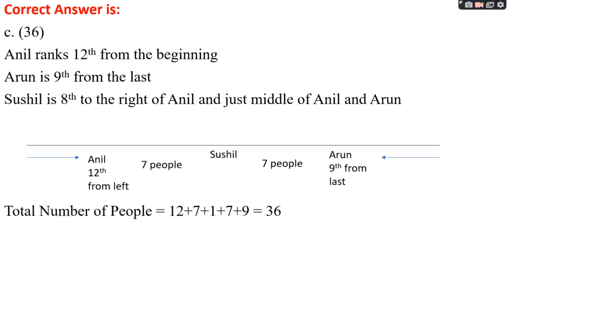Let's calculate the total number of people. Up to Anil, there are 12 people. Between Anil and Sushil, there are 7 people. One is Sushil himself. And between Sushil and Arun, there are also 7 people. Plus up to Arun, there are 9 people, including Arun. So the total number of people in the class is 36.